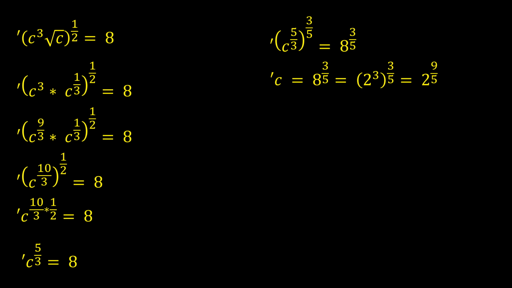We can also rewrite this as 2 cubed to the power of 3/5, which equals 2 to the power of 9/5. Therefore, the solution is c equals 2 to the power of 9/5.